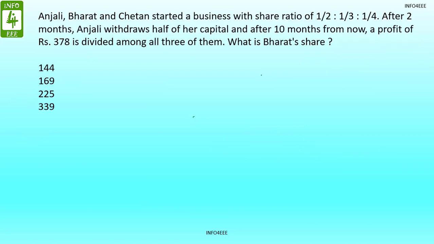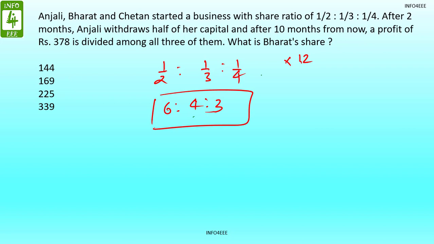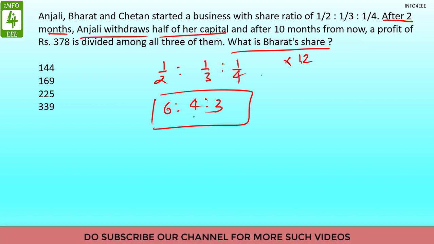Okay, so let's see the last question. So Anjali, Bharat, Chetan started a business with the ratio of 1 is to 2 is to 1 is to 3 is to 1 is to 4. So you can simplify this by multiplying 12. So this is 6 is to 4 is to 3 is the ratio. After 2 months, Anjali withdraw half of her capital, and after 10 months from now, a profit of 378 is divided among all three of them. What is Bharat's share? Okay, so what they are saying is after 2 months, Anjali withdraw half of her capital, and after 10 months from now, a profit of this is divided among all of them.